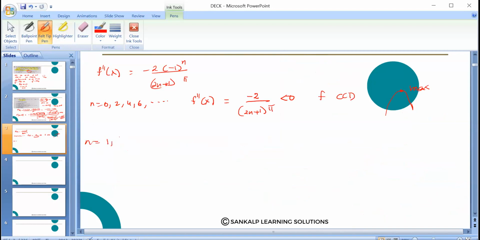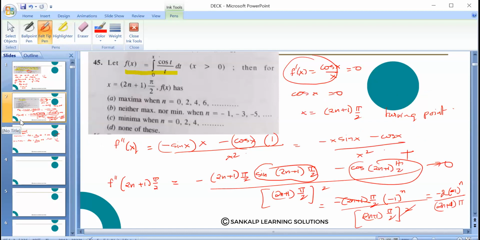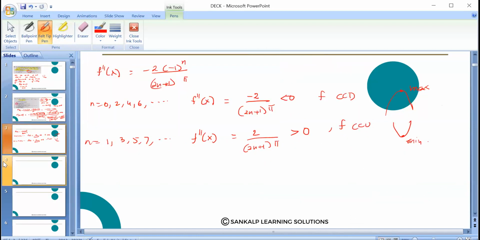But if n is 1, 3, 5, 7, so on, f double dash will be 2 by 2n plus 1 pi, which is positive. So f is concave up. And then there is a relative minimum. So from this, maxima when 0, 2, 4, 6. That is the correct option.